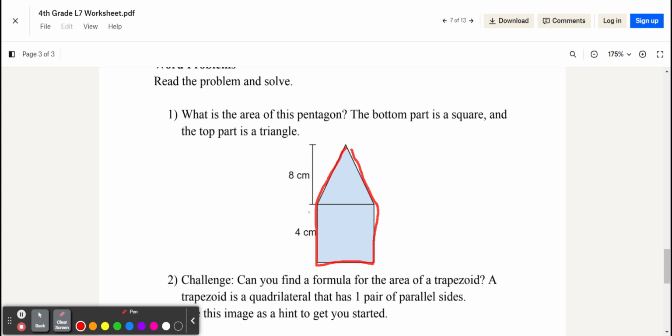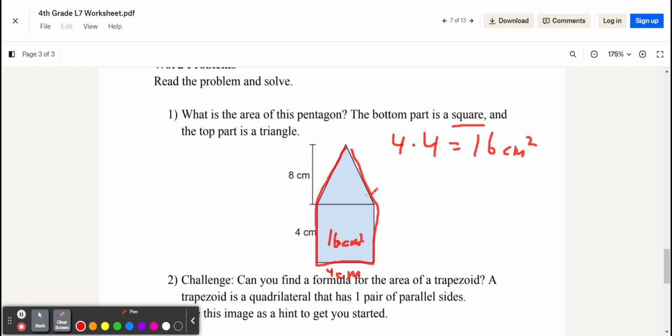And the bottom part is a square and the top part is a triangle. So in order to solve this problem, we know it's a square, which means all its sides are the same. That means this side is 4 centimeters, so this bottom is also 4 centimeters. Now we can use the length times width formula we just learned to do 4 centimeters times 4 centimeters gives us 16 centimeters squared. So this part is 16 centimeters squared.